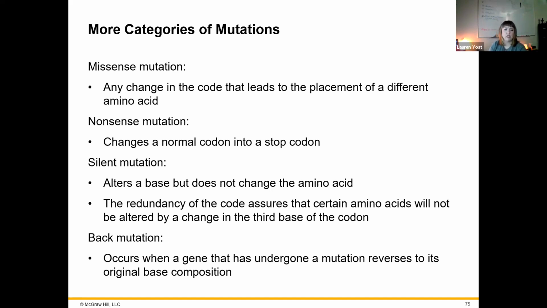A silent mutation, remember how we have that wobble effect? So for a lot of those, the first two nucleotides of the codon are what's important. So if we change our base, our nucleotide, but the amino acid doesn't change, so the same amino acid results, that's the silent mutation. And then a back mutation is whenever you have a mutation from the wild type, and now you're mutating again back to the original wild type.